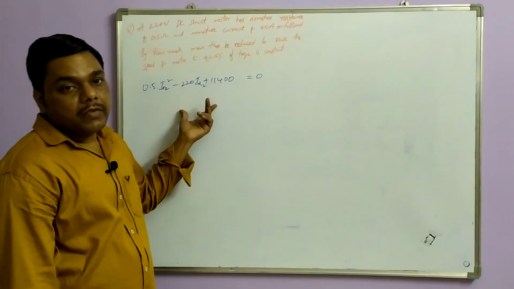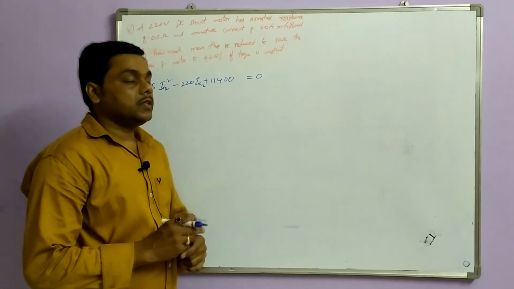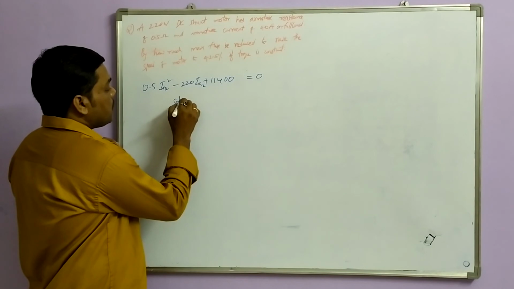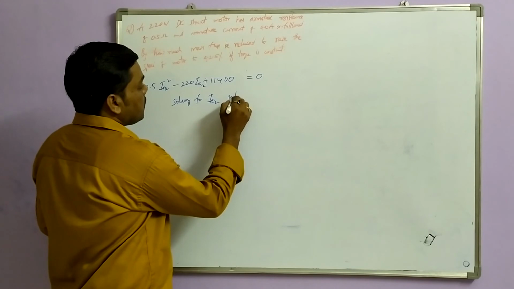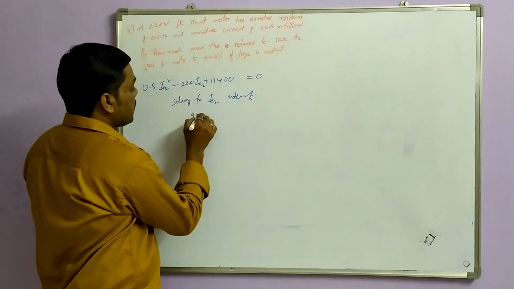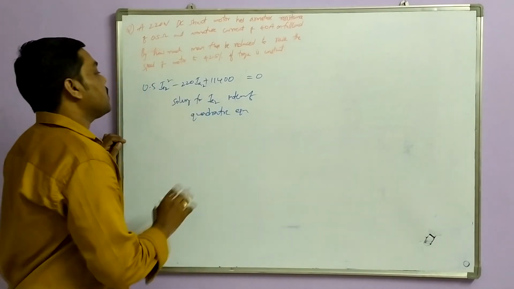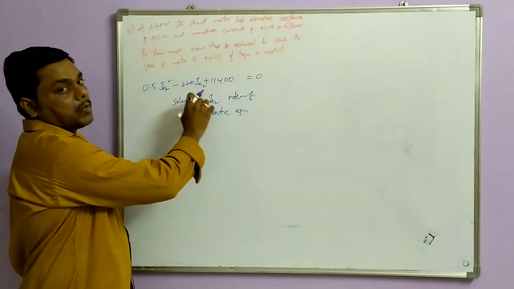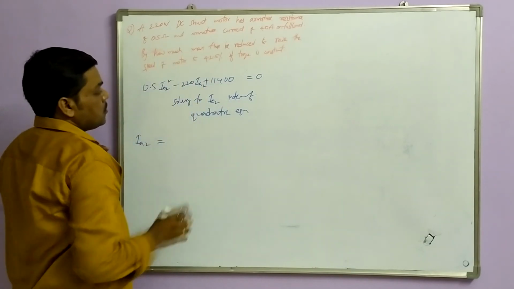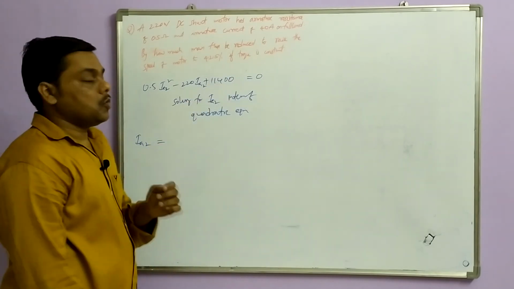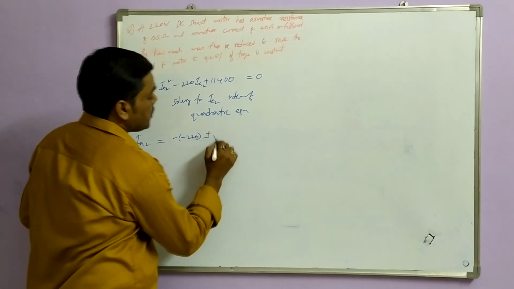Now this is the required equation. It is a quadratic equation, so solve the quadratic equation for Ia2. For a quadratic equation, we know the roots are minus b plus or minus root of b square minus 4ac, divided by 2a. I am directly writing: minus of minus 220 plus or minus root of b square.